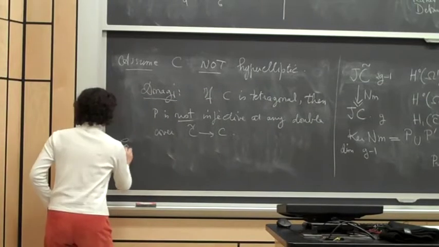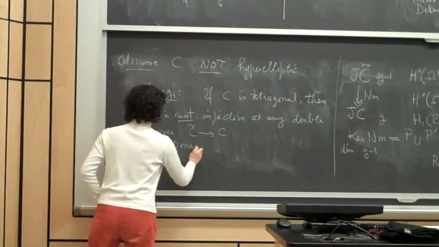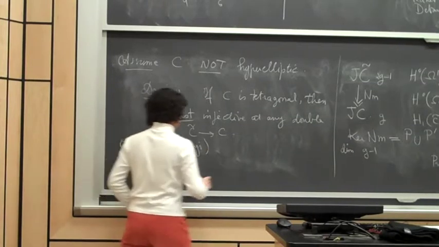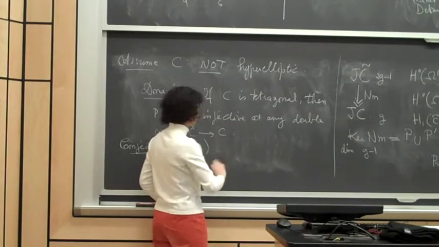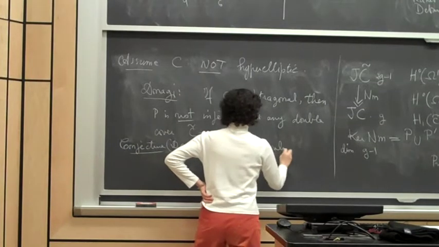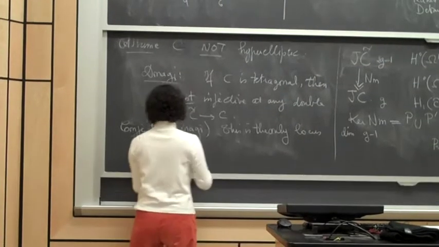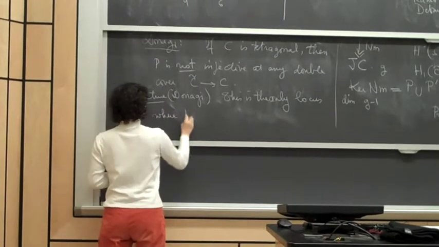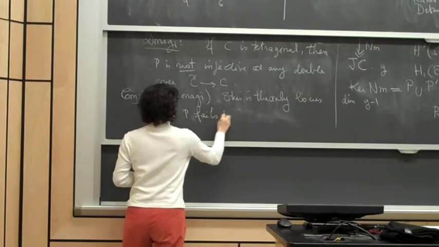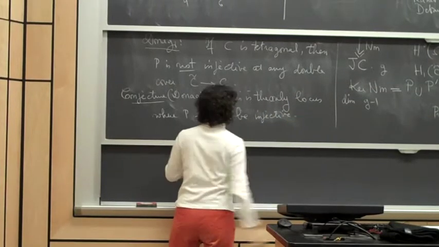So that was a conjecture of Donagi. He said that this is it, right? This is the only locus where the Prym map fails to be injective.